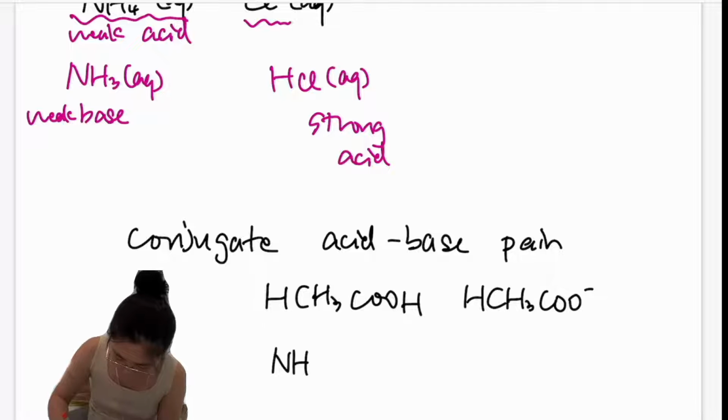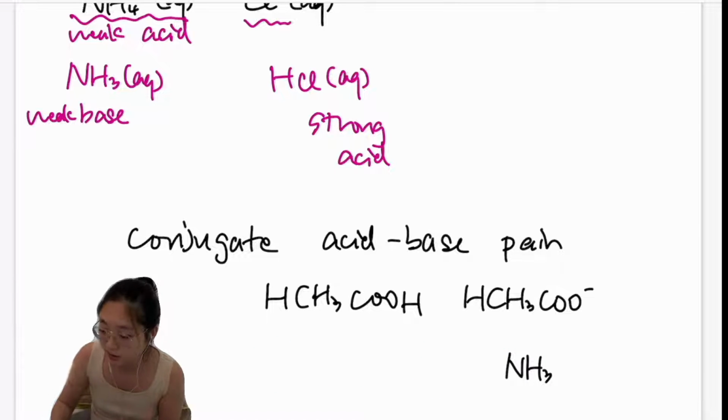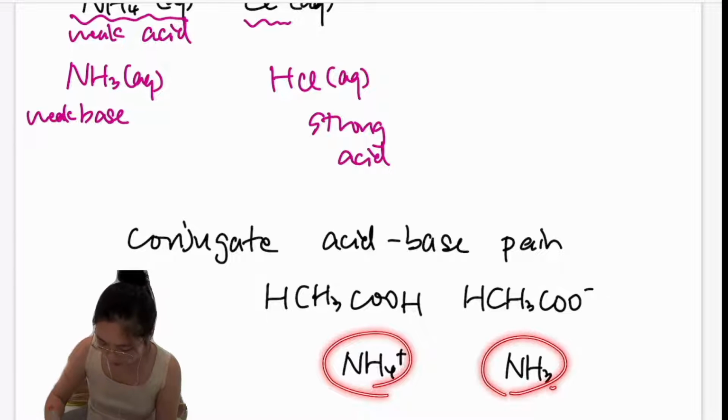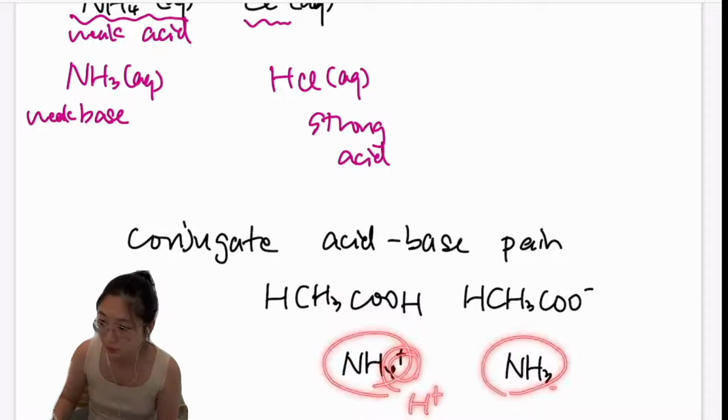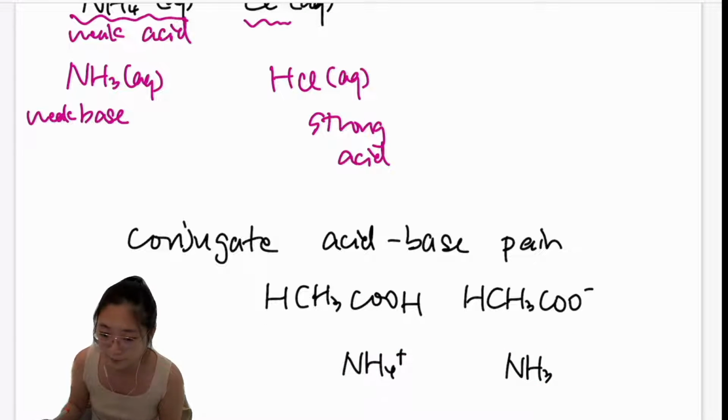And then let's say NH3, that is ammonia. That's the base. When it captures a proton, it becomes NH4 plus. For these two species, the only difference is that this one has one extra proton. That's the only difference, so I know that they are a conjugate acid-base pair.